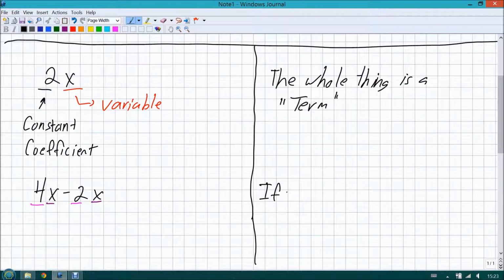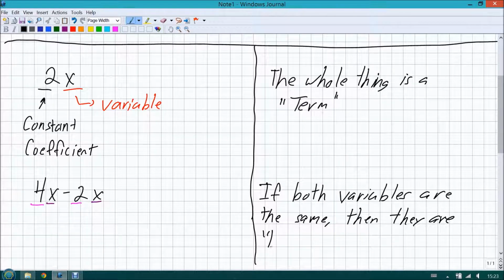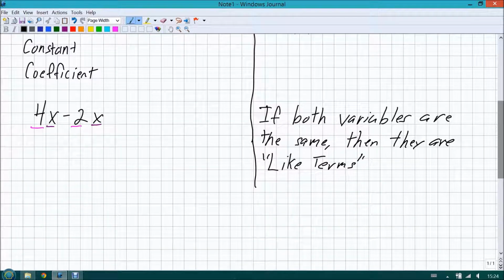If both variables are the same, then they are like terms, meaning that they are alike. So because we have 4x, x is the variable, and we have 2x, x is the variable, the same in both cases. If they are like terms, then we can combine the coefficients.